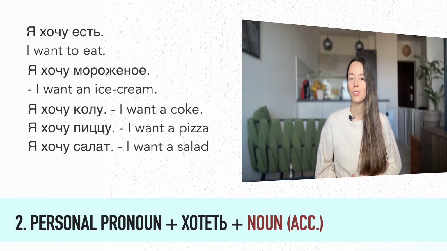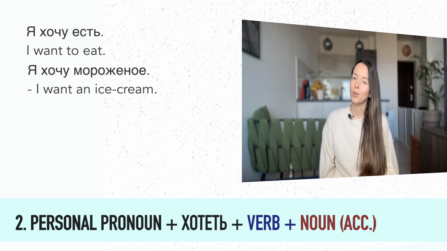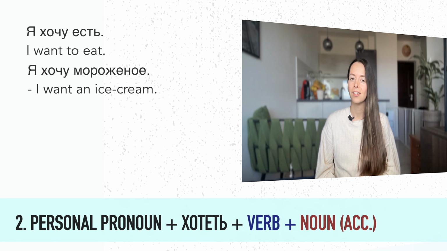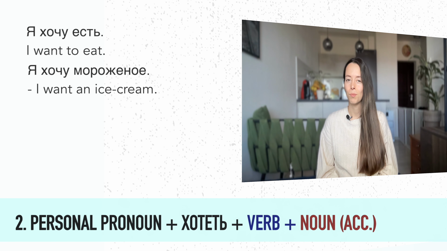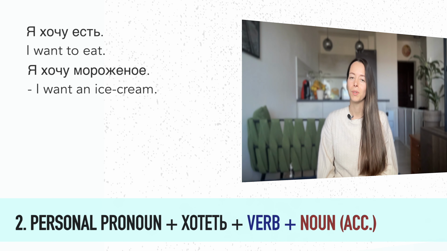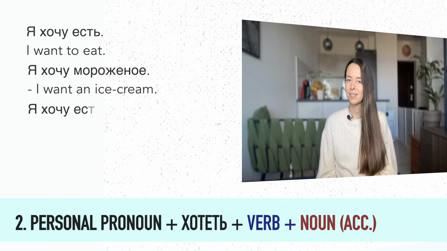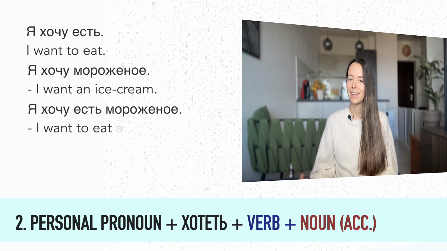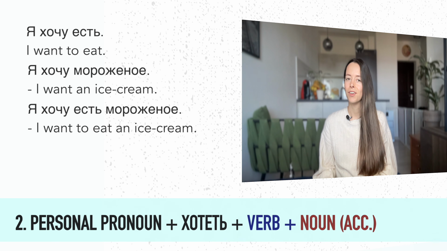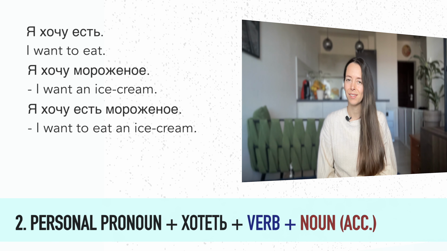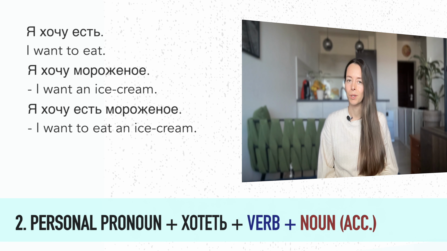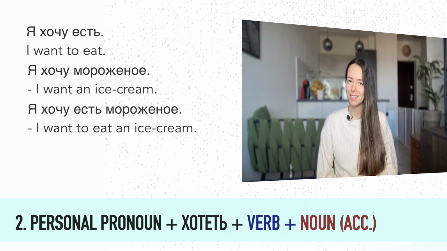The third variation of this construction is to put a verb and a noun together after the personal pronoun and the verb хотеть. For example, we can say я хочу есть мороженое. Again, the same applies here. The noun has to be in the accusative case. And when it comes to the verbs, the first verb хотеть will always be conjugated, but the second verb will stay in the infinitive. Я хочу есть мороженое.